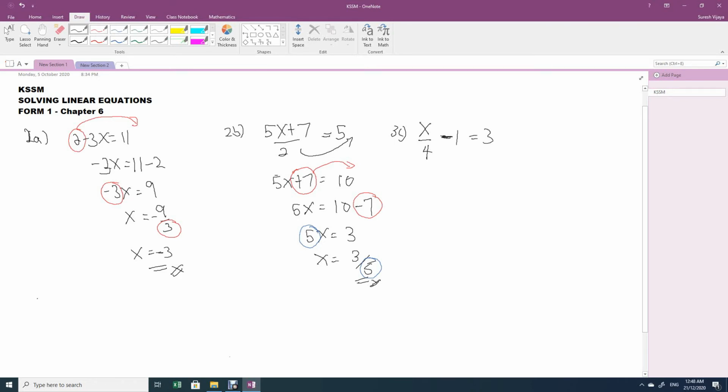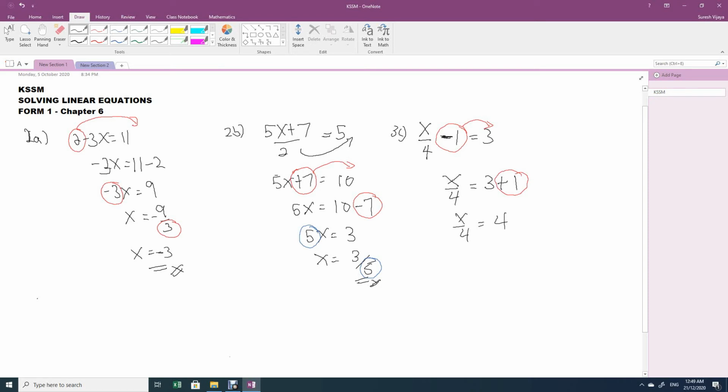Okay, what you need to do is bring the minus 1 over first. So what you will have is x divided by 4 will be equal to 3 plus 1. Okay, because you have a minus 1, you bring it over, so you will have a plus sign. Minus sign, you cross over the equal sign, you will have a plus sign. Okay, so you will have x divided by 4 equals 4.